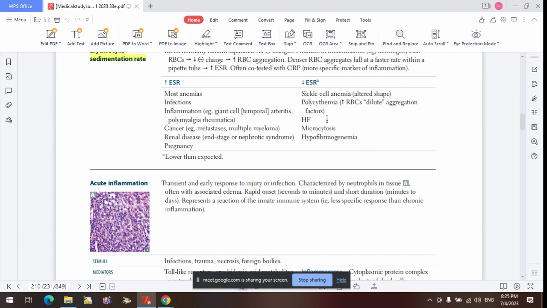Then polycythemia, there's increased red blood cell count relative to the fibrinogen. So they kind of dilute the fibrinogen. So there's not enough fibrinogen to neutralize all those charges. So they are kind of separated and they fall at a lesser rate. Heart failure is the only one where the mechanism is not known. But if anybody is able to find anything to explain heart failure, please, the person should reach out to me.